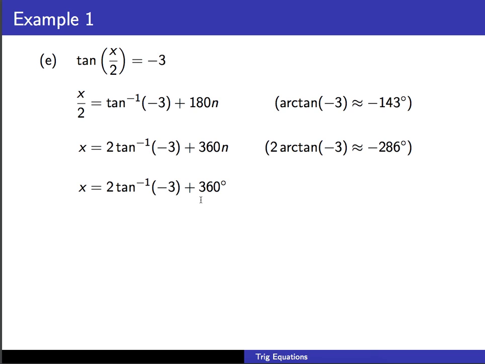Now we're just going to convert 360 degrees to radians, and we get x is 2 times the inverse tangent of negative 3 plus 2 pi. This is an exact answer. This is not an approximation. But I did want to include the approximations to help guide you along.